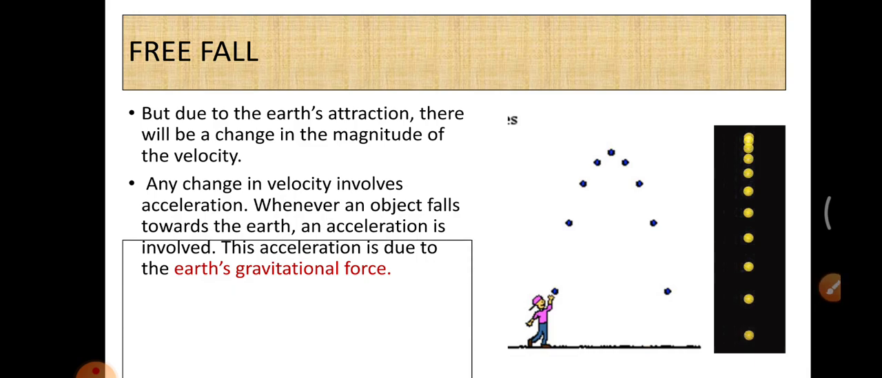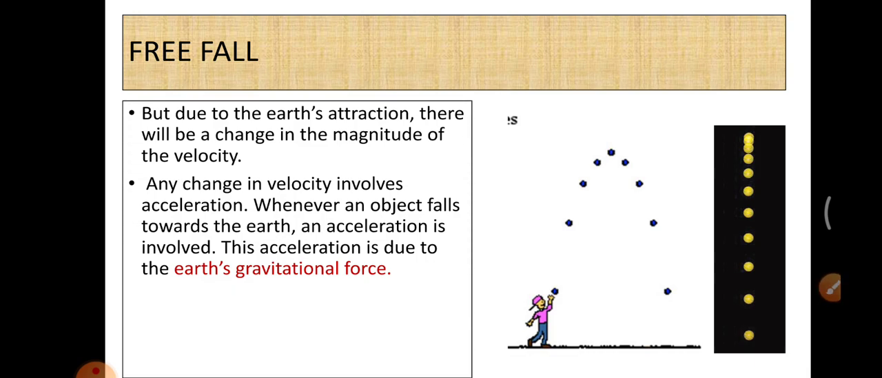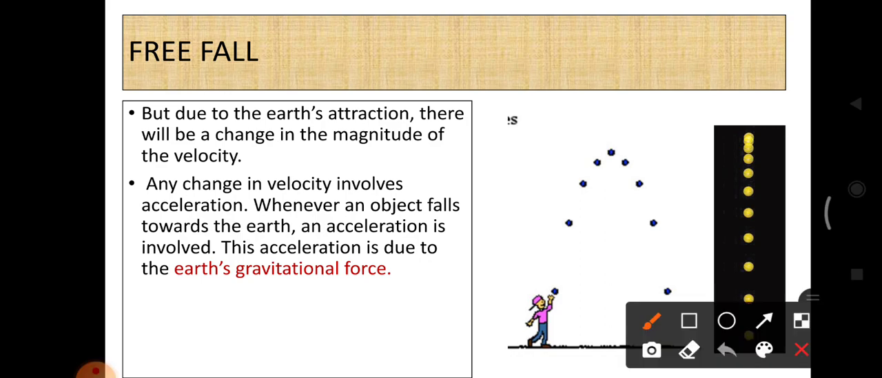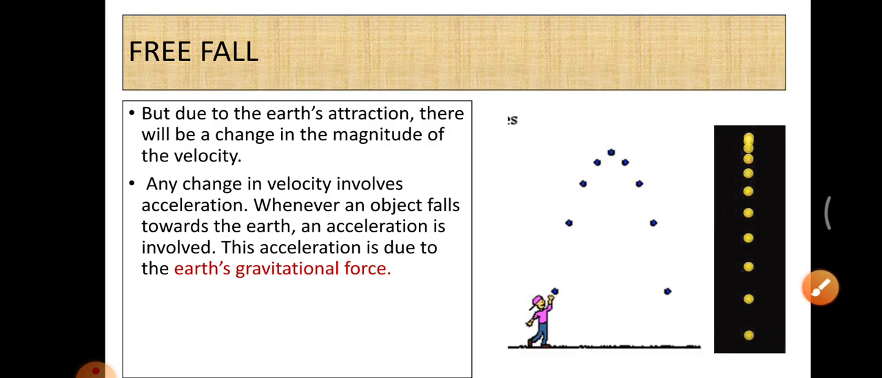But due to the earth's attraction, there will be a change in the magnitude of the velocity. When the ball falls towards the earth, there is no change in direction, but the magnitude of the velocity will change. Any change in velocity involves acceleration. If the velocity changes, it means acceleration has occurred. Whenever an object falls towards the earth, an acceleration is involved.